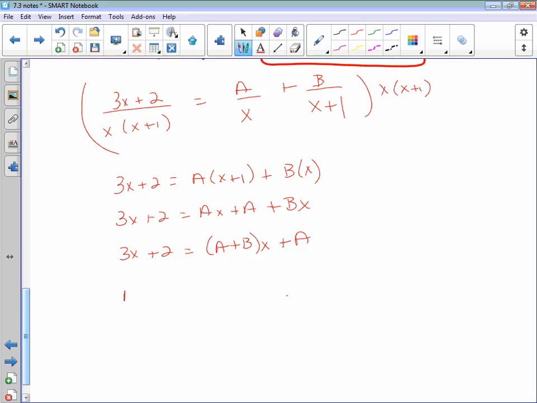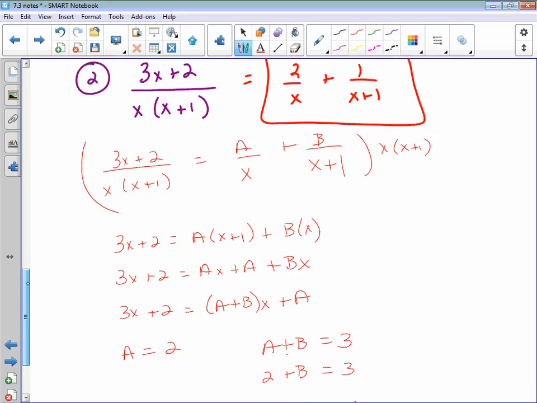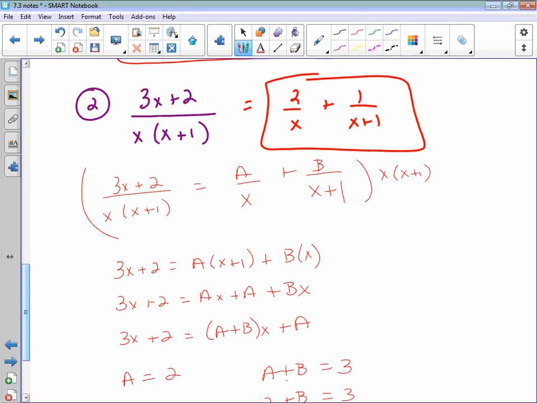So guys, right away you know a. What is it? 2. Okay? And then a plus b has to equal 3, and a was 2. So what is b? 1. And that takes us back to our answer. Does that make sense? Oh, I get it. Factors like the x. Yes. Alright, we're okay with that one?